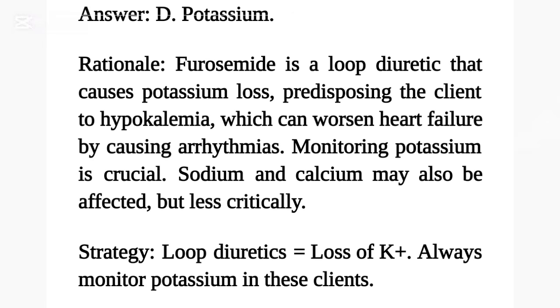Potassium. Rationale: Furosemide is a loop diuretic that causes potassium loss, predisposing the client to hypokalemia, which can worsen heart failure by causing arrhythmias. Monitoring potassium is crucial. Sodium and calcium may also be affected, but less critically. Strategy: Loop diuretics equals loss of K+. Always monitor potassium in these clients.